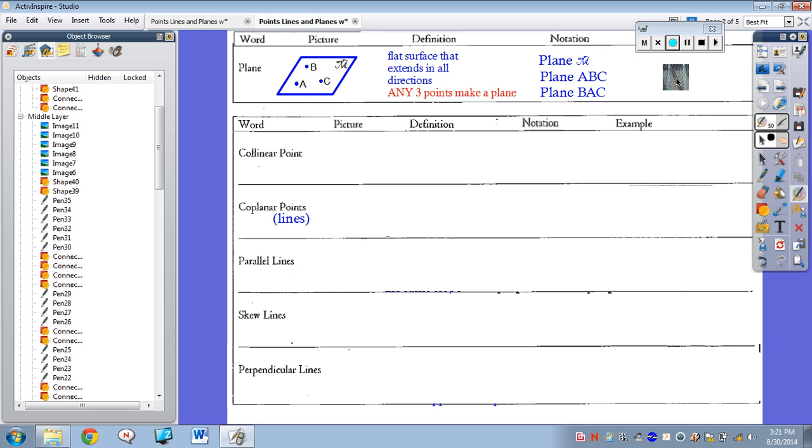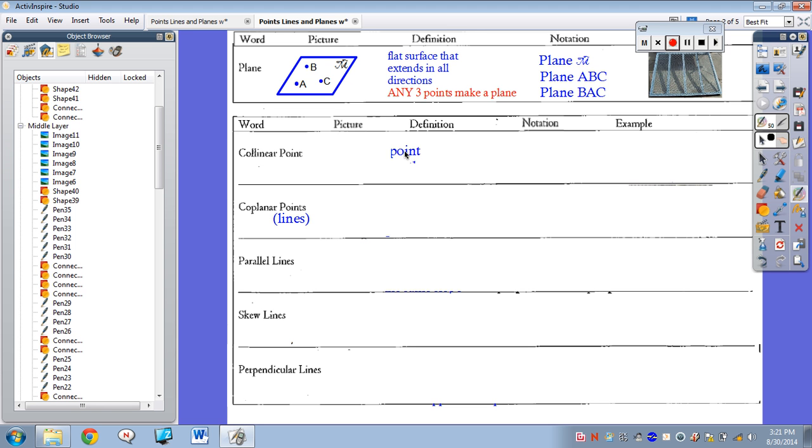Alright, where do you see an example of a plane in real life? Okay, this is a ramp off a truck. Okay, this is a flat surface, and imagine it's extending in each direction for an infinite amount of time or length, and that would be your plane.